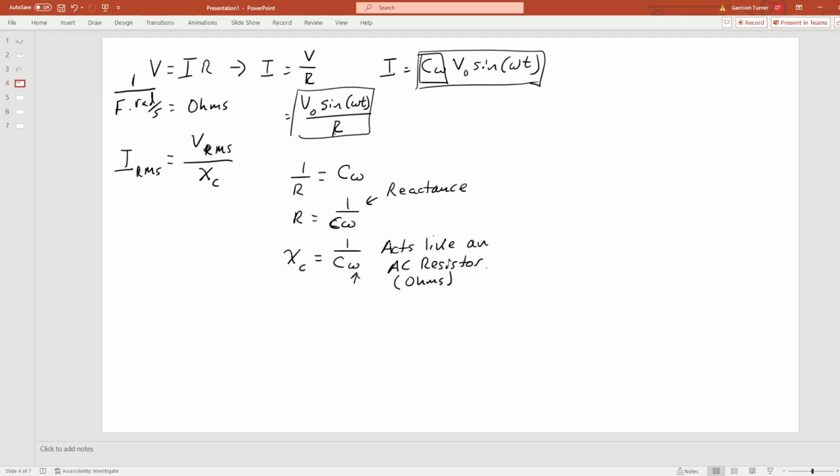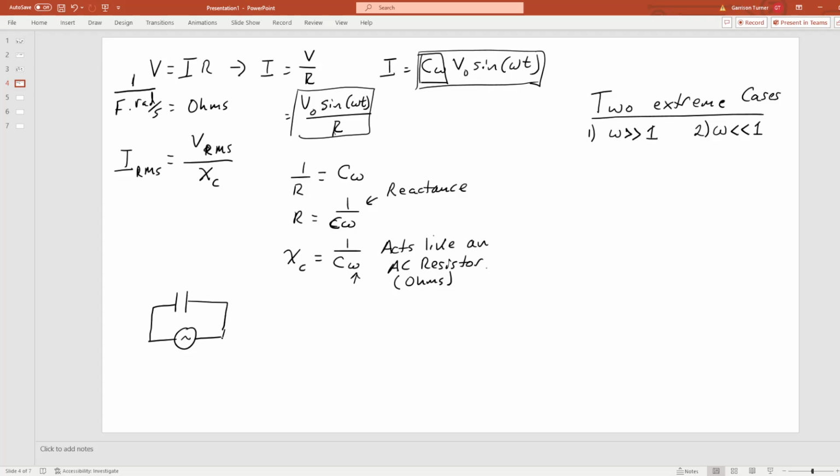If you can adjust your angular frequency, like if you're in charge of some sort of function generator, then you can control the amount of reactance that your capacitor will put into your circuit. And so there are two extreme cases. The first is when omega is much, much greater than 1. And the second is when omega is much, much less than 1. So let's look at this circuit with a capacitor and an AC source under this condition.